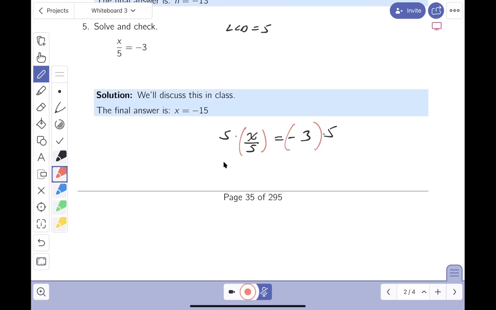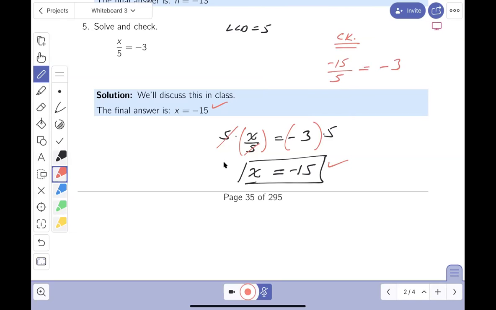Relatively simple. On the left side, the 5s would cancel and you get x. On the right side, you get minus 15. Check it with the key, and the key says minus 15 as well. I do want to point out on exams, though, you don't have a key. So I want to put this down, the check. What do you get? I believe, and I check it in the original, minus 15 over 5, and that in fact does equal minus 3.